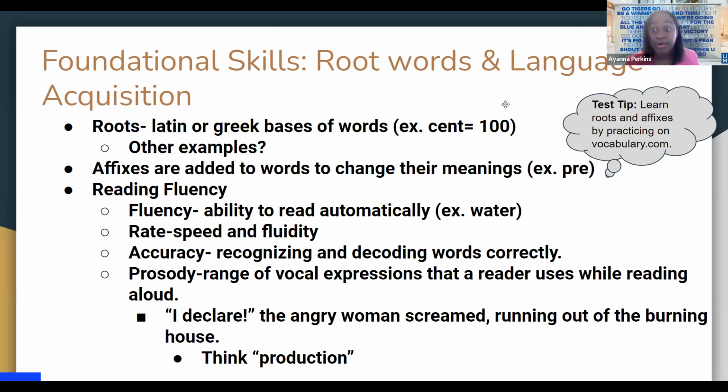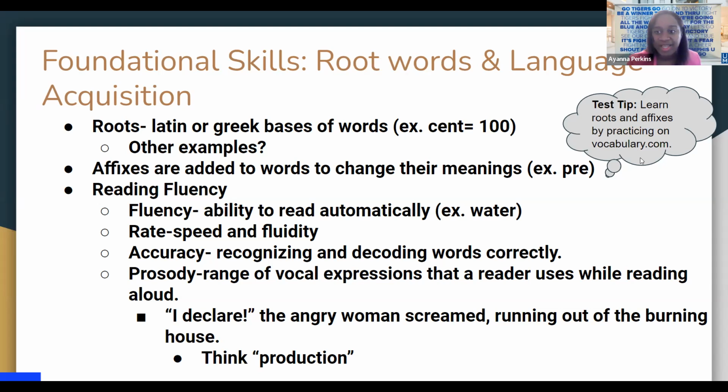So for instance, pre. Pre means what? Before, very good, before. That's awesome. So that's kind of what you want to think about, those prefixes and suffixes. We won't get too deep into that because more than likely you have a general background in it. But if you don't, these are pretty easy to study. You can use a website called vocabulary.com that has many words and lists that you just run through so that you can start to get a feel of those.